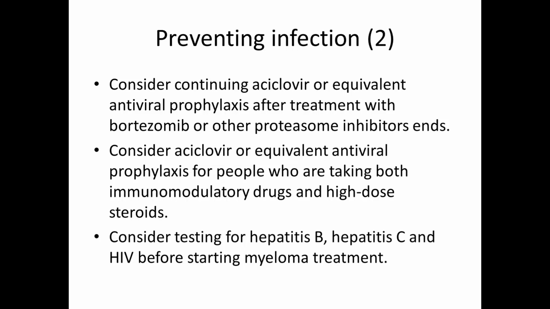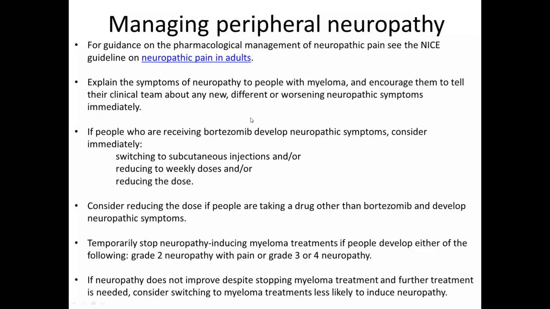So by severe, we grade the degree of neuropathy. We define grade 2 neuropathy with pain or grade 3 or 4 neuropathy as an indication to stop treatment, which may be temporary, but it has to improve before we restart treatment. If it doesn't improve, then we may have to switch treatments.